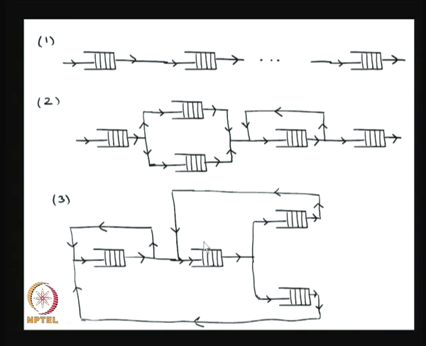The third type, here also we have 4 queues or 4 nodes, but there is no output from the system, as well as there is no input from outside the domain.